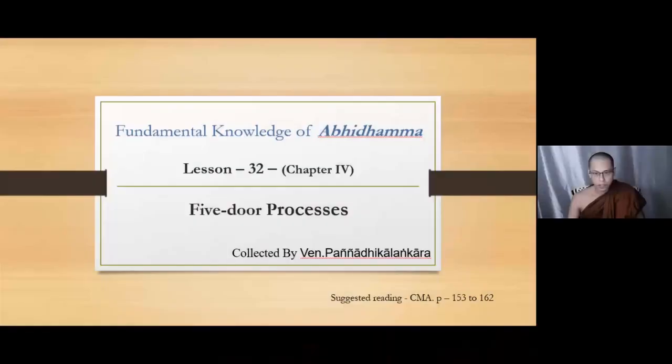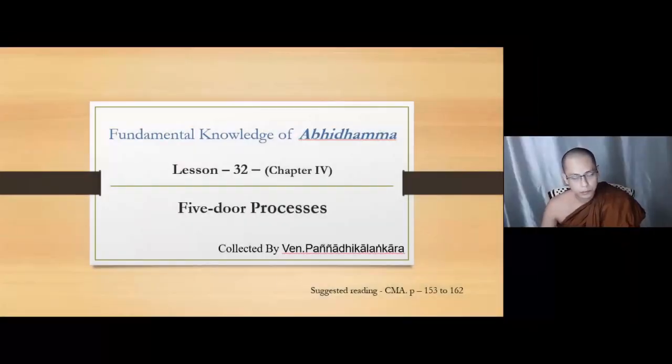We have started chapter 4 of Abhidhamma Sangaha, and starting from this chapter, chapter 4, chapter 5, and chapter 6 are related to the second stage of Abhidhamma examination. So in lesson 31, I introduced the cognitive process, as mentioned in chapter 4 of Abhidhamma Sangaha, and two types of cognitive process, five door process and mind door process. Those were repeatedly introduced in former chapters when we studied consciousness and mental factors.